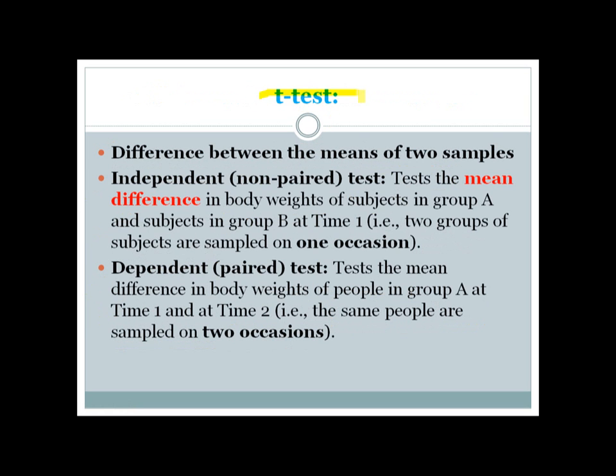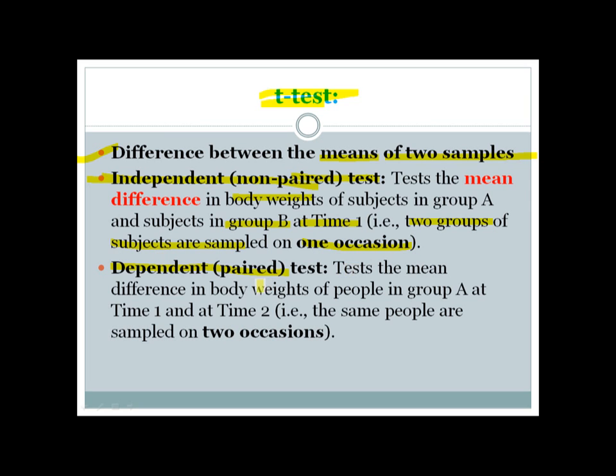So how can we use the t-test in this study? The t-test can tell you the difference between the means of two samples. It can be an independent t-test or a dependent t-test. The independent t-test tests the mean difference in body weights of subjects in Group A and subjects in Group B at time 1. So when does it become independent? Independent is when you measure the difference on one occasion in two groups of subjects. So two groups on one occasion is an independent t-test, or non-paired t-test.